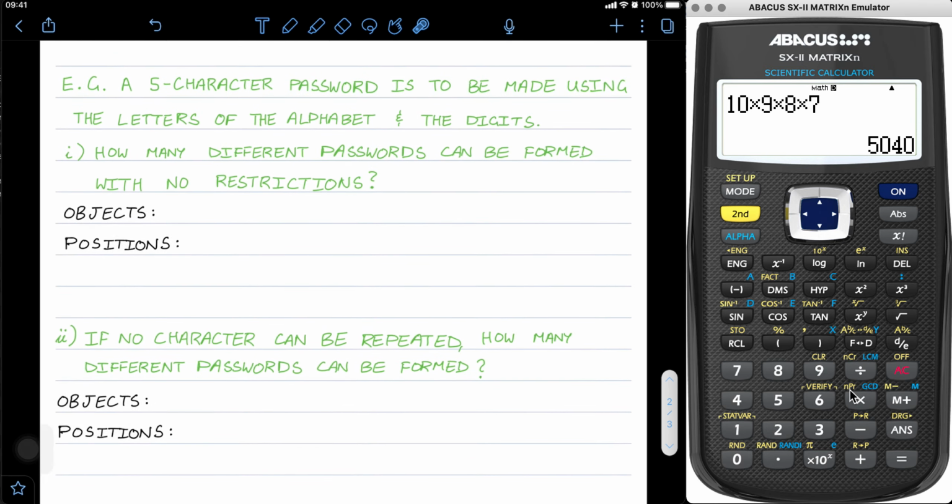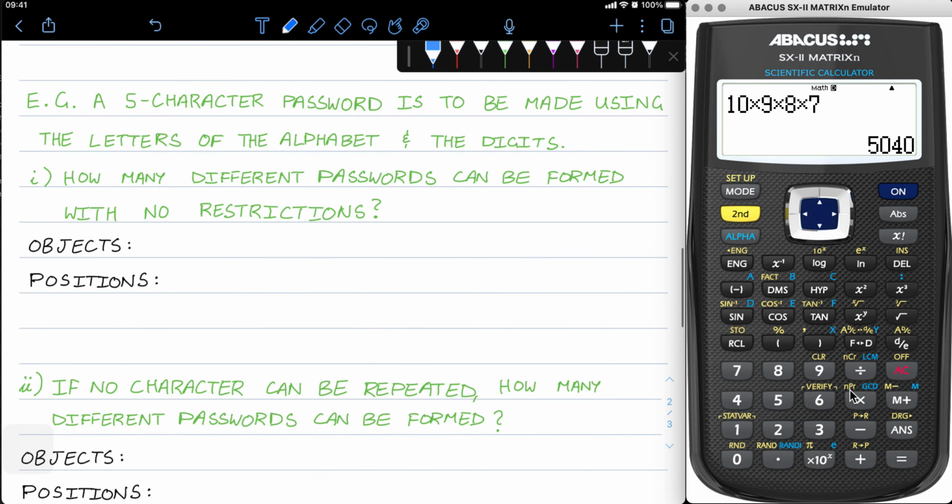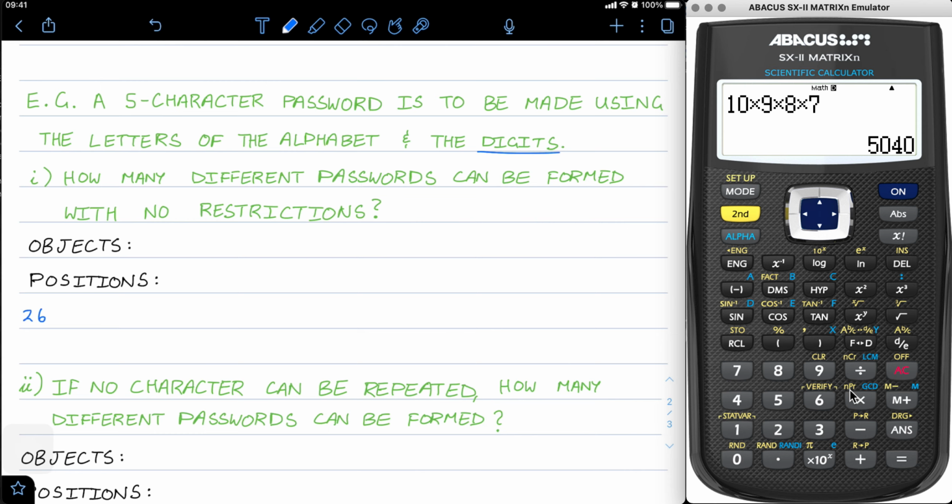So here we have just 2 examples, and here we go. A 5-character password is to be made using the letters of the alphabet and the digits. How many different passwords can be formed with no restrictions? Well, let's think about this first. How many letters of the alphabet are there? Well, there are 26 letters, and the digits, as we've seen in previous examples, there are 10 digits: 0, 1, 2, 3, 4, 5, 6, 7, 8, and 9. The digit number 10 is just a combination of 1 and 0, so that's not actually counted. So in total, we have 36 total objects we can pick from.